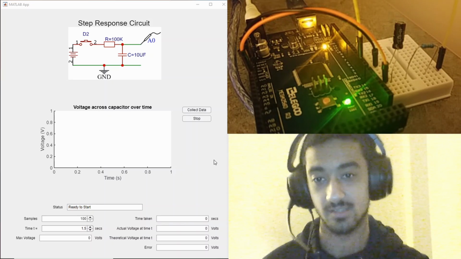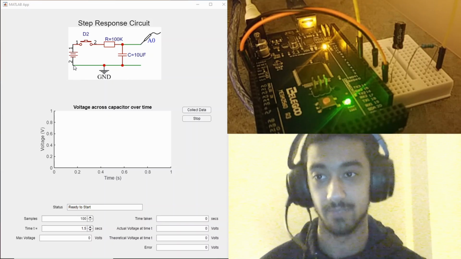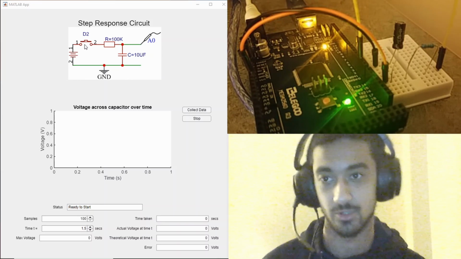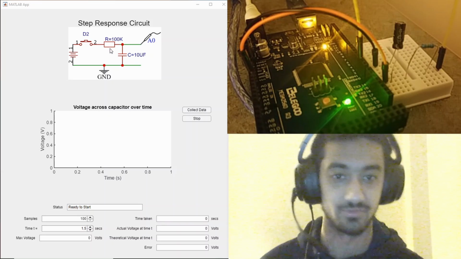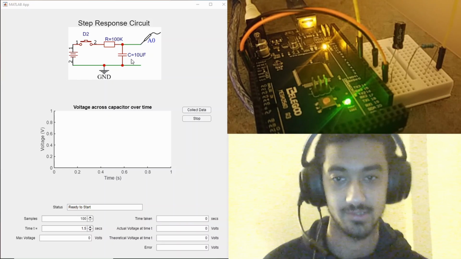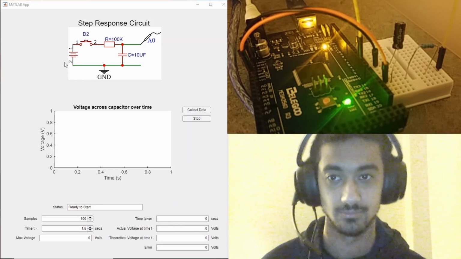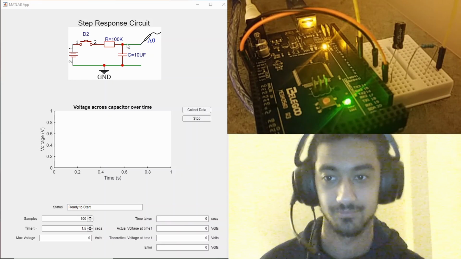First, let's have a look at the schematic on the top left of your screen. Here I have my input voltage and my switch, both of which I will control with my Arduino. Then I have a resistor of 100 kilo ohms and a capacitor of 10 microfarads, which is connected to my common ground with the Arduino. Here I have my pin A0, which measures my voltage across my capacitor, and that will be displayed on this graph over here.